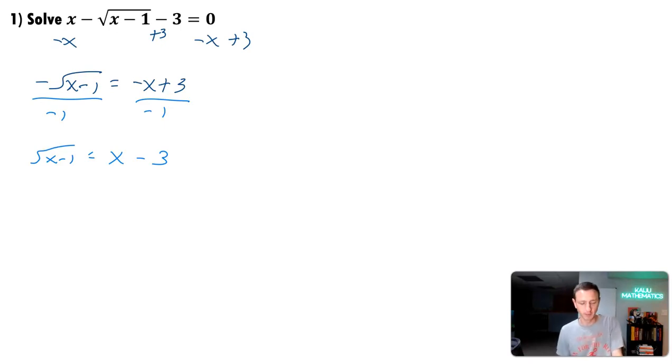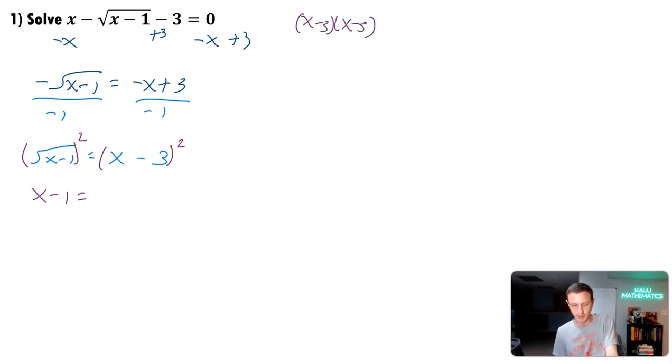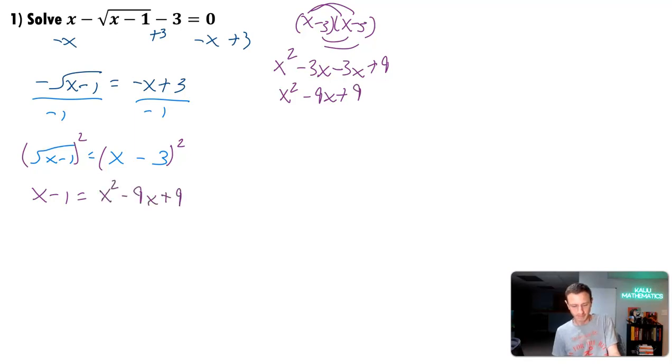So now I have the square root by itself. So let's square both sides. Everything seems pretty standard up to this point, like if you think back to solving just quadratics, just trying to get the x by itself. So x minus 1 equals, and then we have x minus 3 squared, which is x minus 3 times x minus 3. So we're going to multiply all this out. x times x is x squared, minus 3x, minus 3x, plus 9. So it's x squared minus 9x plus 9.